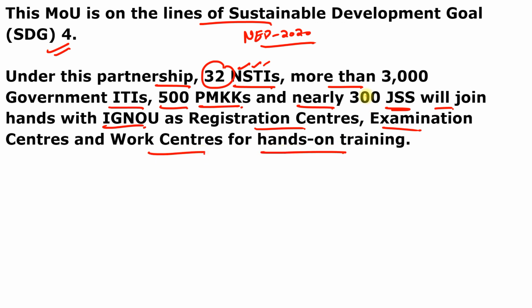It means the vocational training will be provided at these centers, which are a very important part of the Indian government. So the partnership will benefit the trainees attached to the National Skill Training Institutes, Industrial Training Institutes, Pradhan Mantri Kaushal Kendras, or Jan Shikshan Sansthans, as it enables them to attain higher education for better livelihood opportunities.